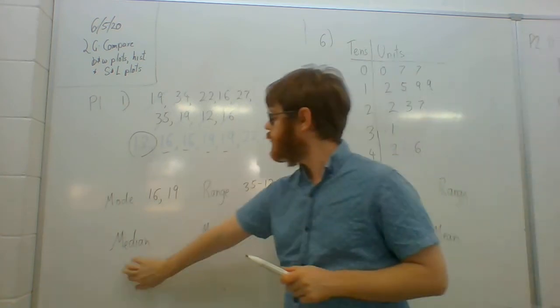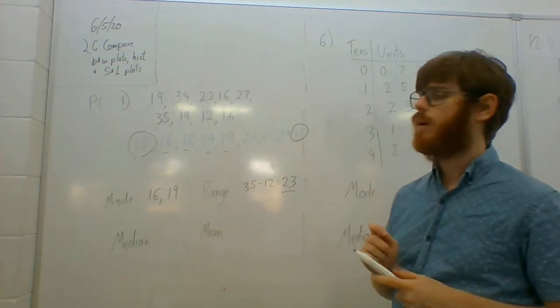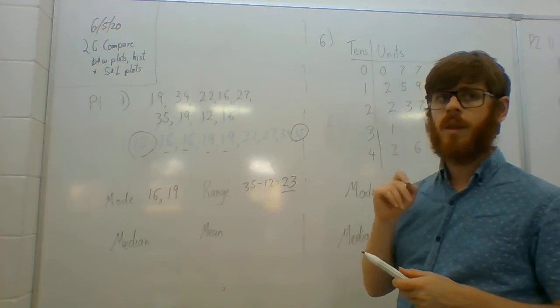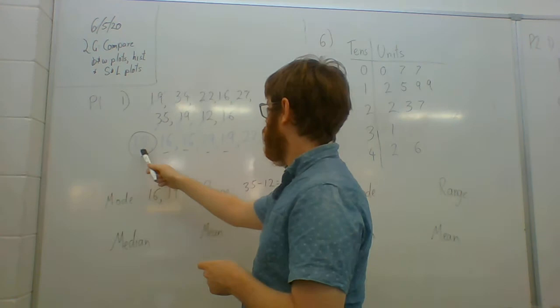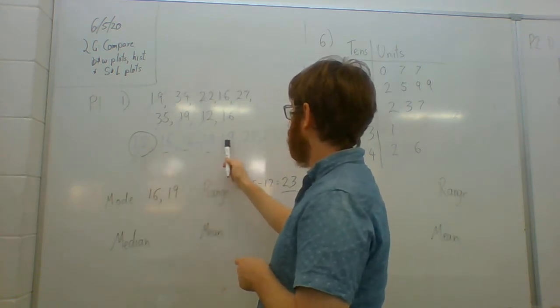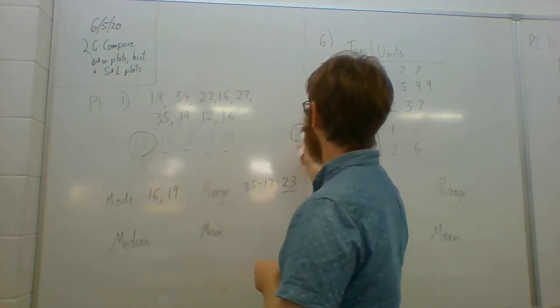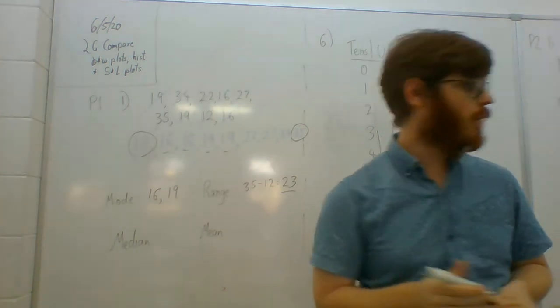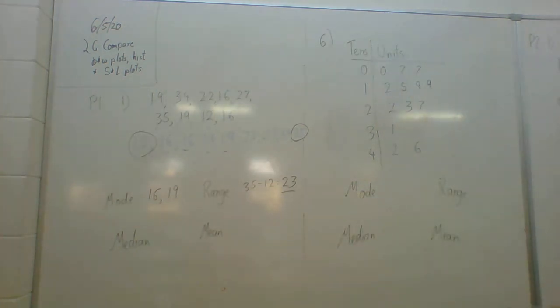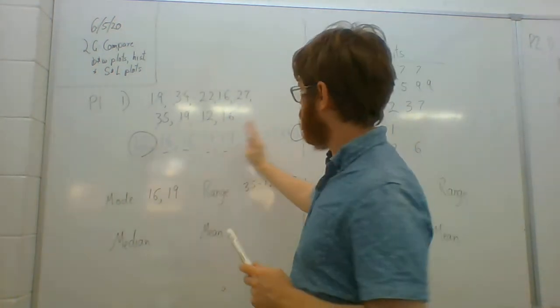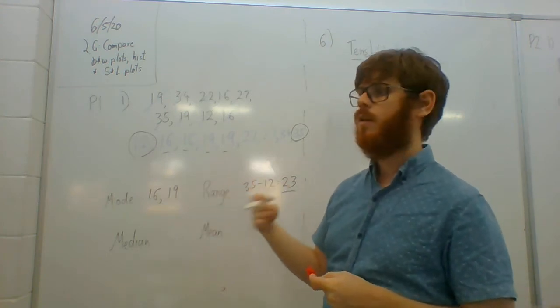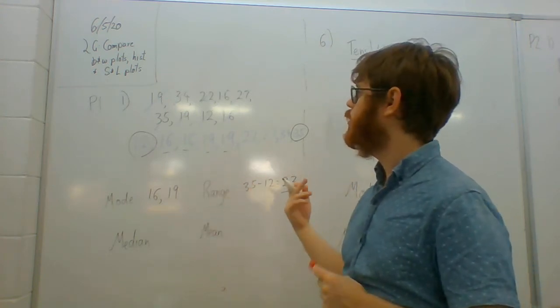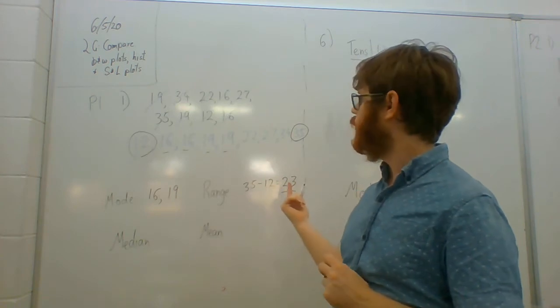The median is the middle number, in ascending order. So we need to count and figure out what the middle number is. We have 1, 2, 3, 4, 5, 6, 7, 8, 9. We have 9 numbers, so all we need to do is find the centre one. We could go 9 plus 1 divided by 2, which is 5, so it's going to be the fifth number.